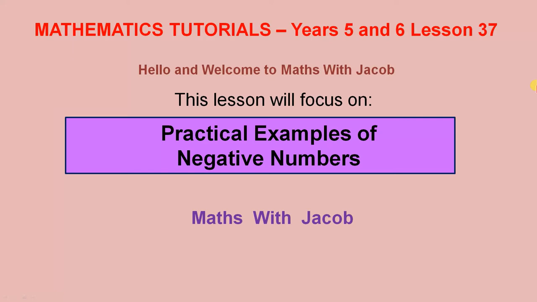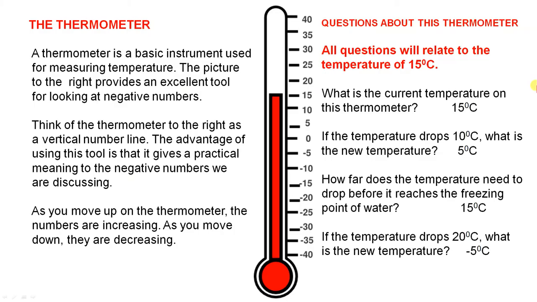This lesson will focus on practical examples of negative numbers. The thermometer. A thermometer is a basic instrument used for measuring temperature. The picture to the right provides an excellent tool for looking at negative numbers. Think of the thermometer to the right as a vertical number line. The advantage of using this tool is that it gives a practical meaning to the negative numbers we are discussing.